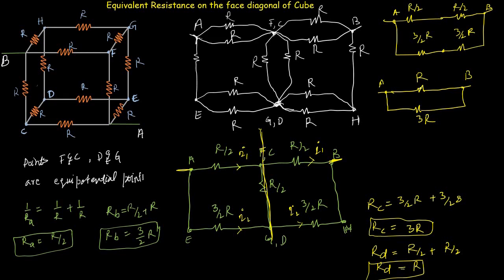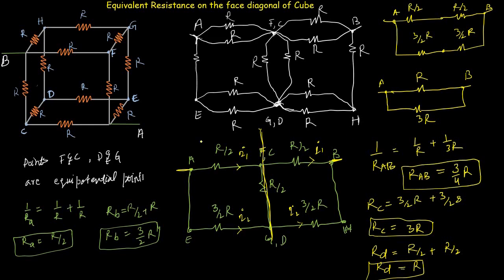So now the equivalent of these two resistors will be, let's say, 1 divided by RAB will be equals to 1 divided by R plus 1 divided by 3R. So RAB from this equation will be equals to 3 divided by 4 into R. So this is basically the equivalent resistance on the face diagonal of this cube. Simply we can say that this is the equivalent resistance between point A and B of this cube.